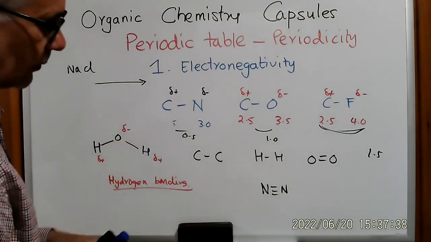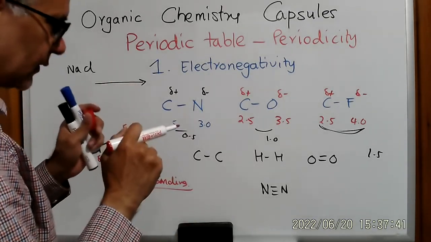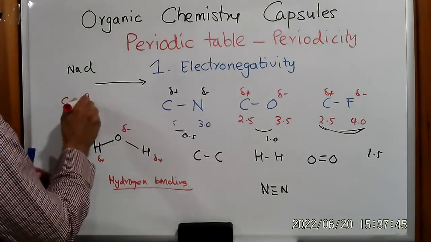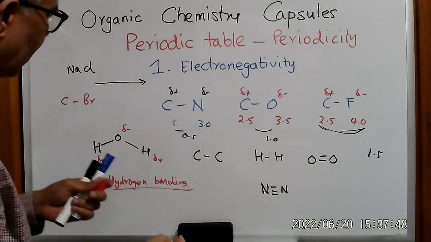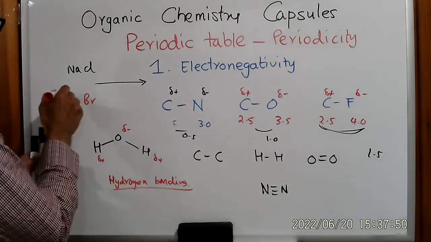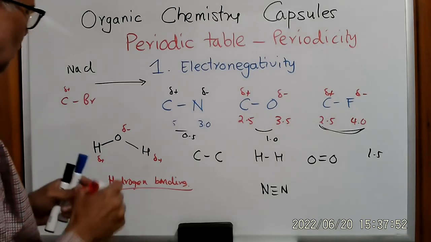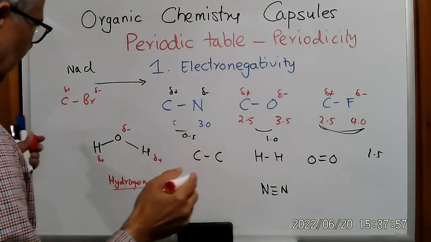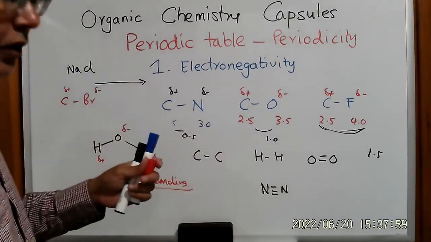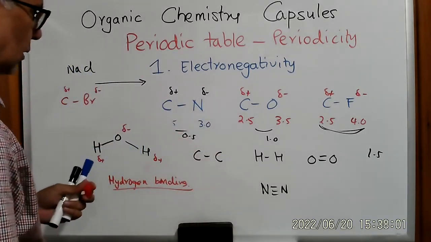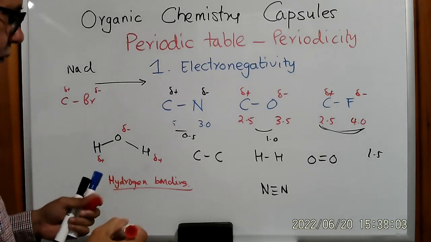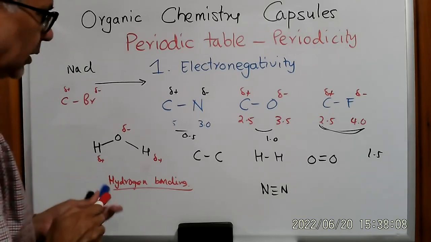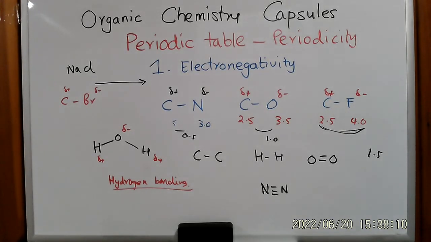This is one of the things we need to understand and master. Anytime you see a carbon-bromine bond, you should be immediately able to say carbon will have a delta plus, and bromine will have a delta minus. Once we master that, we can move on to another concept. Good, so we'll stop here and continue in another video.